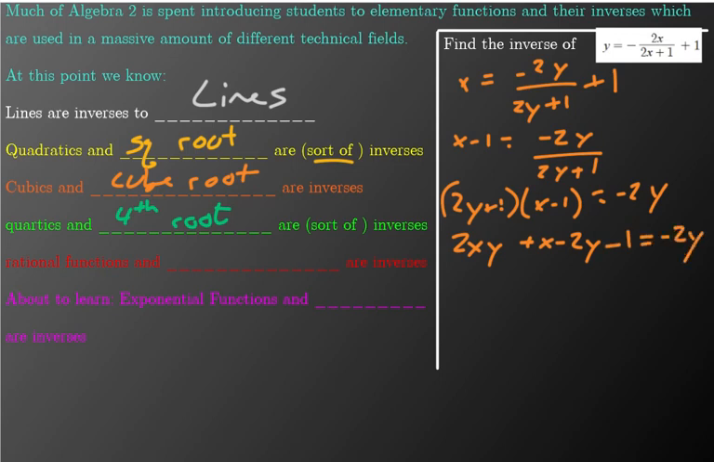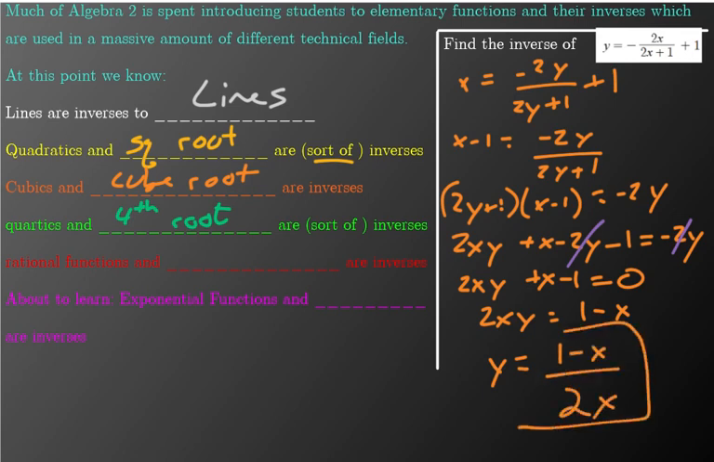And then this is pretty nice because I have a minus 2y on both sides, so that would cancel off, right? And then I could write that as 2xy plus x minus 1 equals 0. And so I'm trying to get y by itself, so we should probably move those terms that don't have y in them over. So I'm going to get 1 minus x on the right side. Then I can just divide by 2x, right? y equals 1 minus x over 2x. So that would be the inverse function given this function.